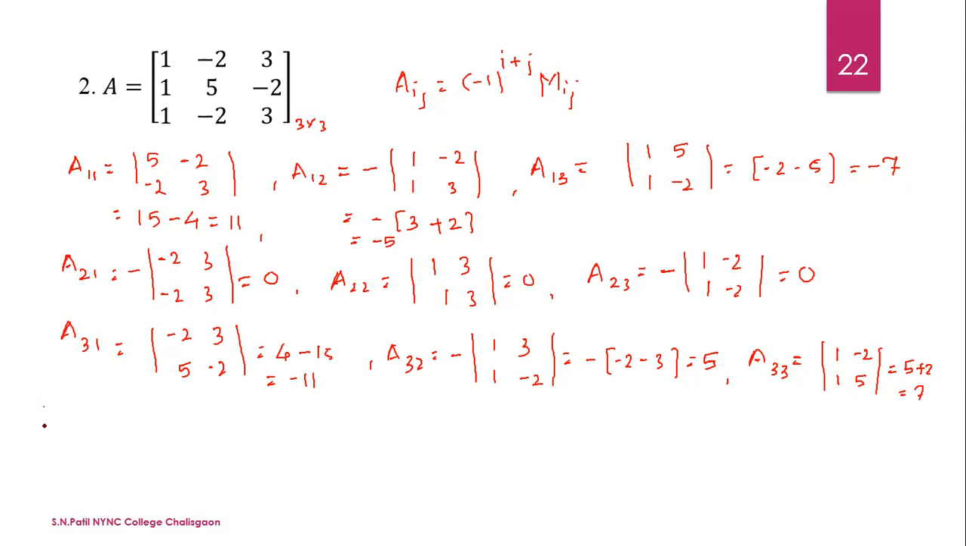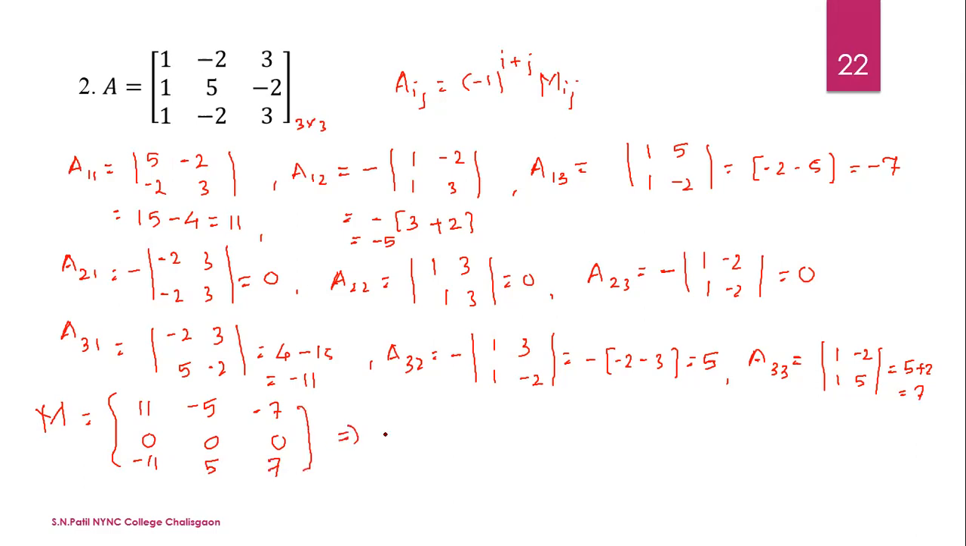So first of all, we write the cofactor matrix. These are the elements of the cofactor matrix. That is 11, minus 5, minus 7, 0, 0, 0. Last row, minus 11, 5 and 7.